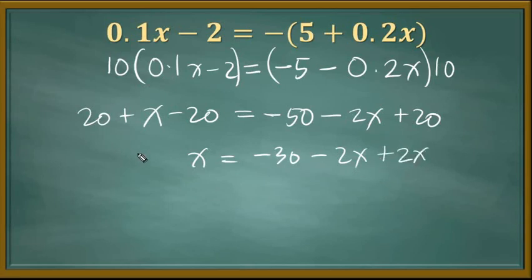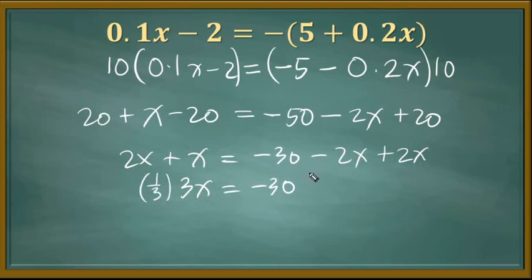Then what I can do now is to add 2x on both sides of the equation to eliminate the negative 2x on the right side. So the left side becomes 3x and the right side becomes just negative 30. Finally, we multiply 1/3 by virtue of the MPE to both sides of the equation to eliminate the multiplier of x. So I have x equals negative 10 for my final answer.